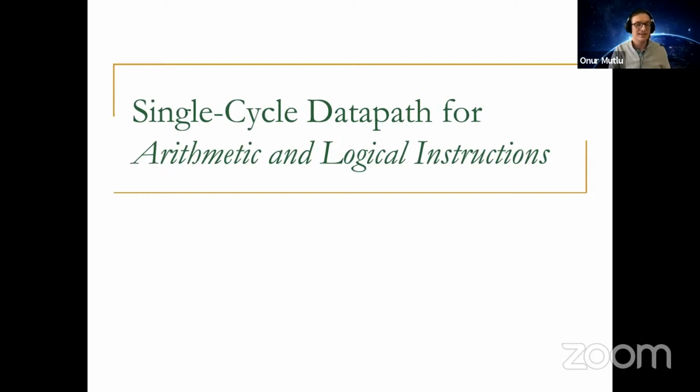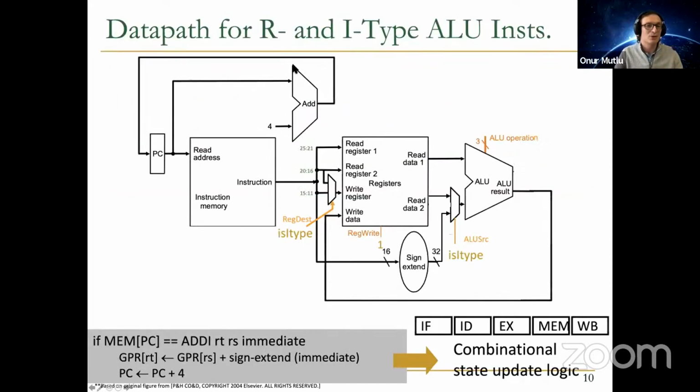I remember we actually built the data path for arithmetic and logical instructions as we were building up a simple MIPS machine. And remember, this is the data path for R-type and I-type ALU instructions. We spent a lot of time to build it, so I'm not going to cover this in detail. But what this means is that you need to add the data path elements that enable the execution of these R-type and I-type ALU instructions.